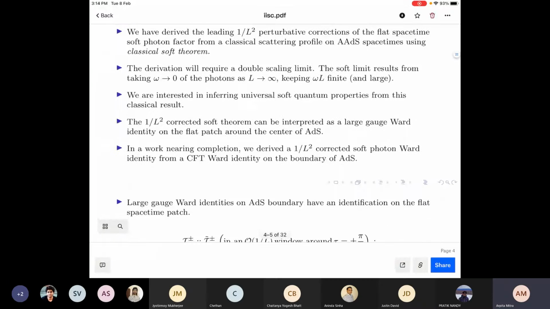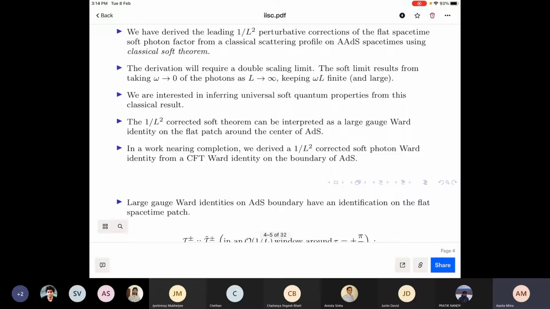Yeah, so that was our plan. Whatever we have done, in the first part we calculated a soft factor, a 1 by L square perturbative correction to the flat spacetime soft factor, using the classical soft theorem. And since the soft factor is universal at leading order, we assumed that it holds for AdS spacetime also. So we tried to write 1 by L square corrections to the flat spacetime large gauge Ward identity using this soft factor.